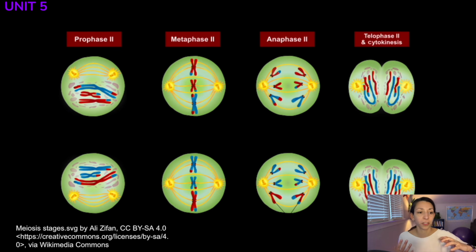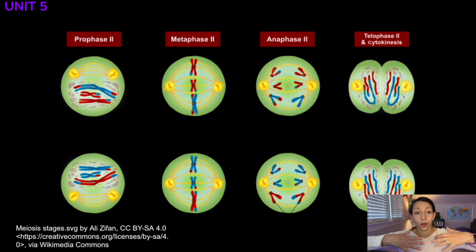Our spindle fibers are going to form, and then in metaphase 2 we have our chromosomes lining up at the cell's equator. Notice that this part of meiosis looks a lot like mitosis. This part is more closely aligned to what we see in mitosis. So we have those chromosomes lining up just in one row this time on the cellular equator.